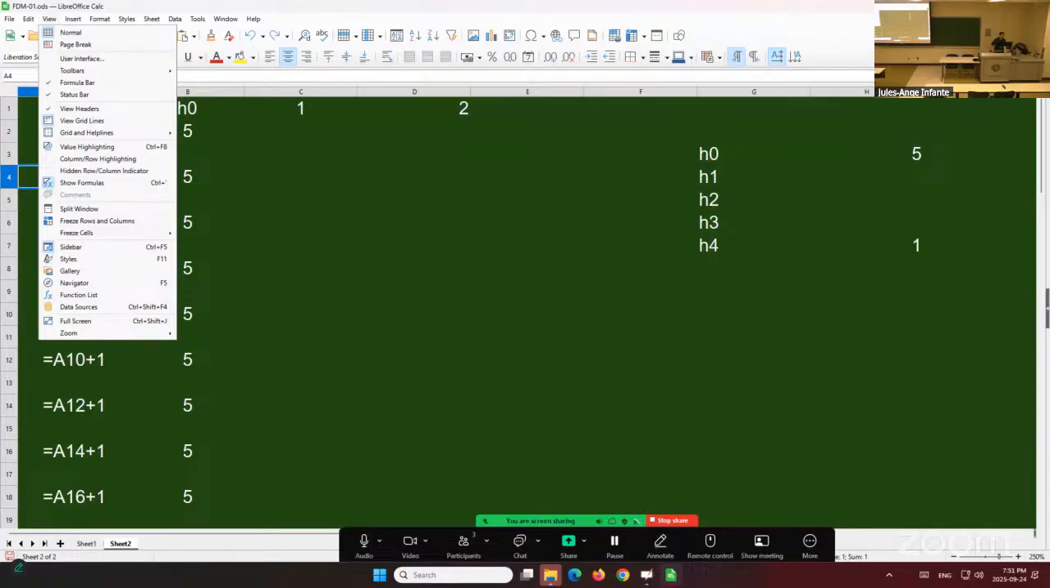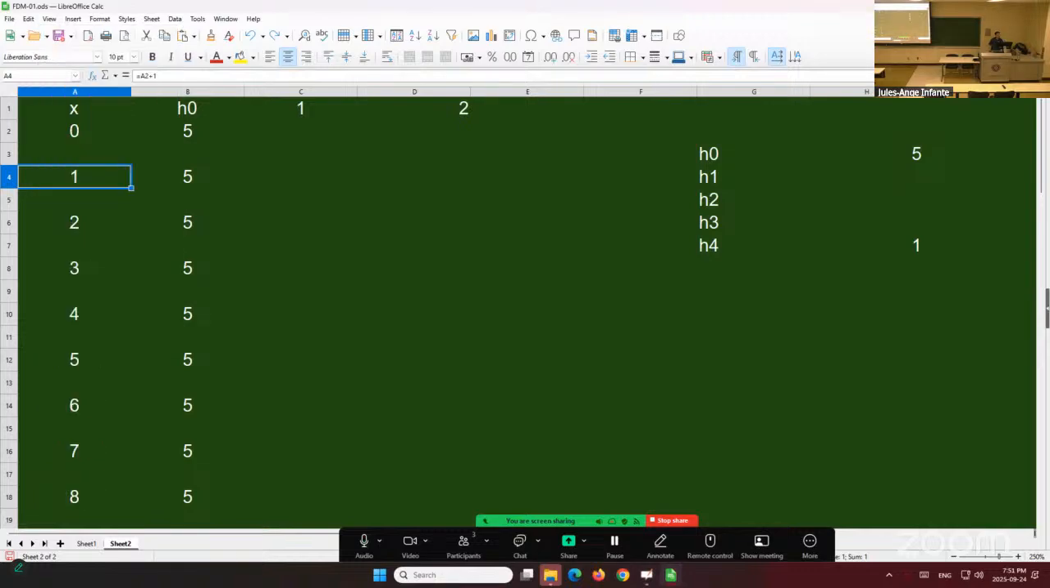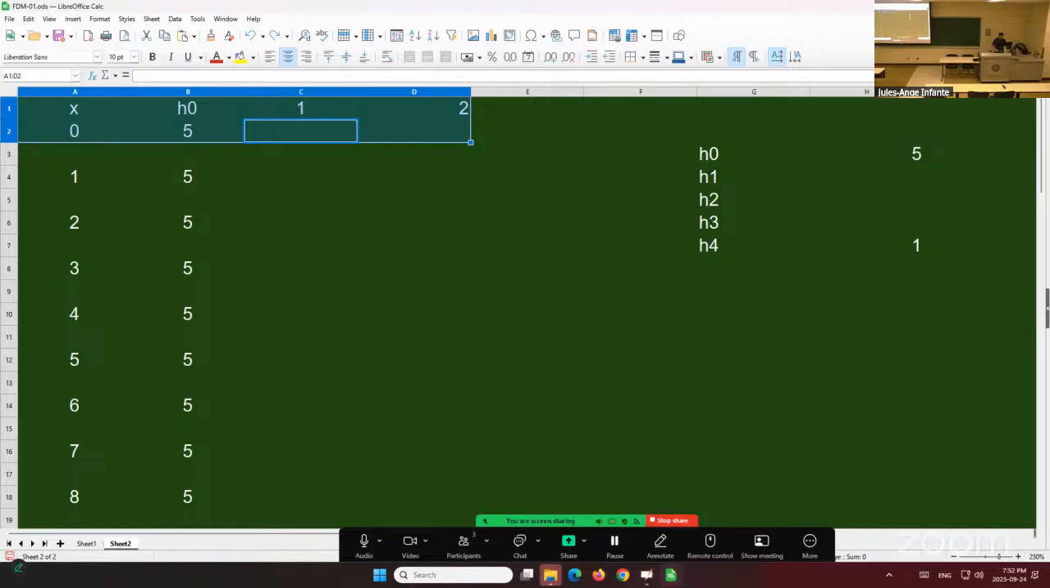I pressed the control something and I don't remember what I pressed. Oh, formula, control. Sometimes you hit things by accident and then you don't even know what you pressed. It's terrible. Okay, so we just want these to be labeled as iteration.